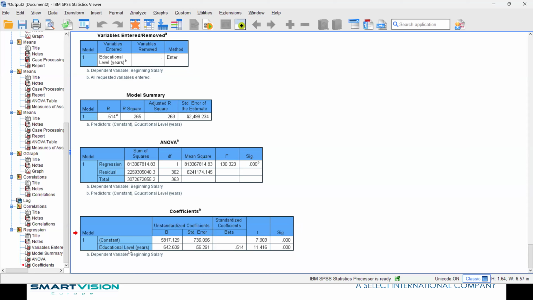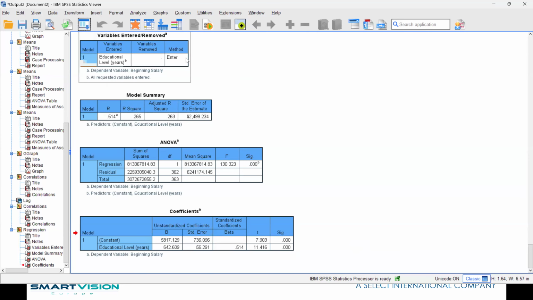So that means if you have 10 years of education, you're going to get $6,420 plus $5,817, so you're getting about $12,000. And with 20 years of education, it's going to be like $12,800 plus $5,817 on the end. That's just how the formula works. So it turns out I can use this to predict people's current salary.